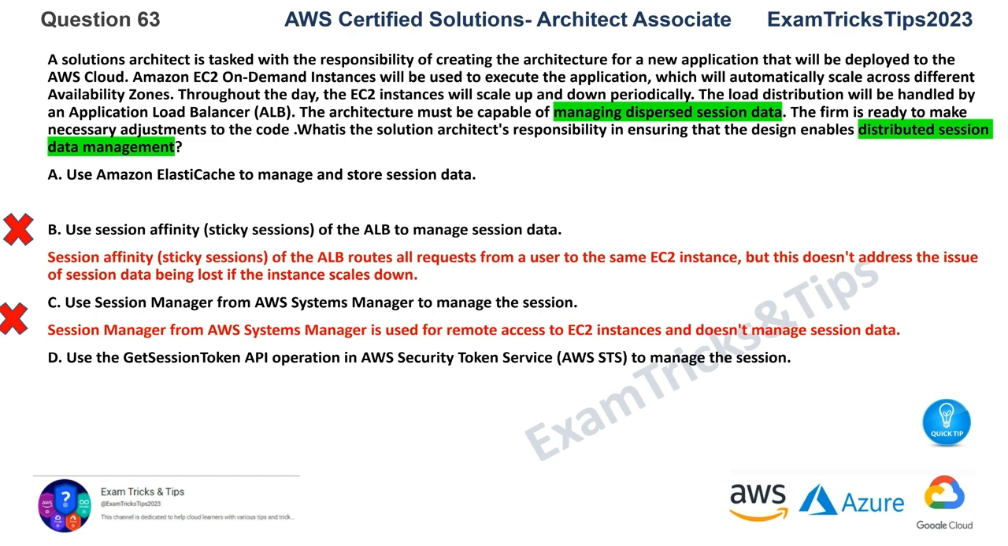in a wrong context. The GetSessionToken API operation in AWS STS is used for temporary security credentials. So it's basically your temporary way of logging on, and it's not used for managing the session from an EC2 ALB session perspective. So this is an incorrect option as well.